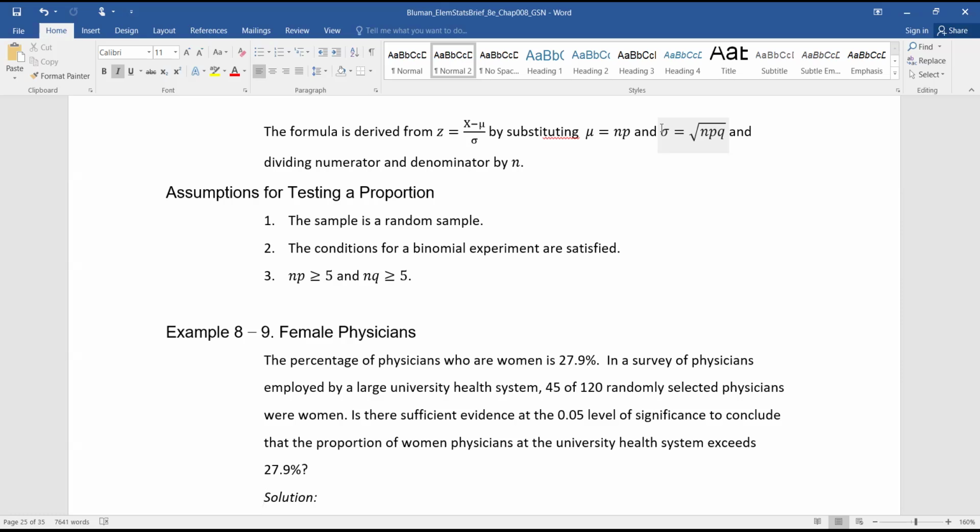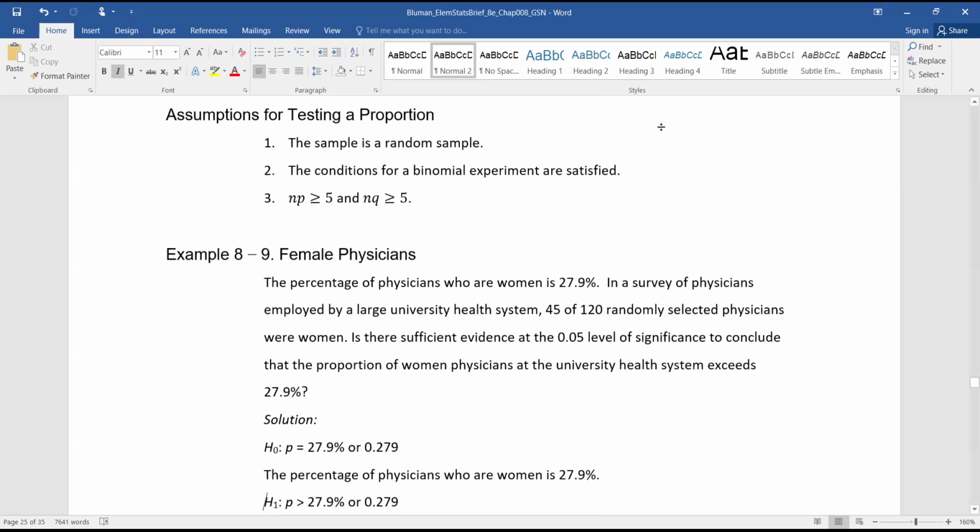So, assumptions for testing a proportion. One, the sample is a random sample. Two, the conditions for a binomial experiment are satisfied, meaning there are two outcomes and every trial will not change. And the third thing to always check is to make sure that np and nq are both greater than or equal to 5. All right, let's look at an example.